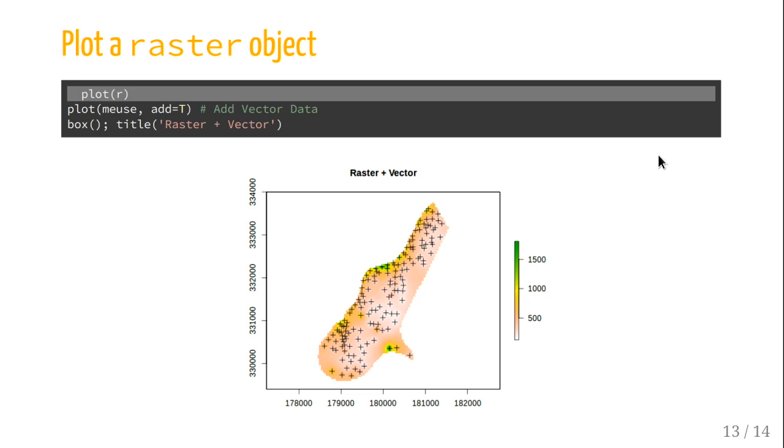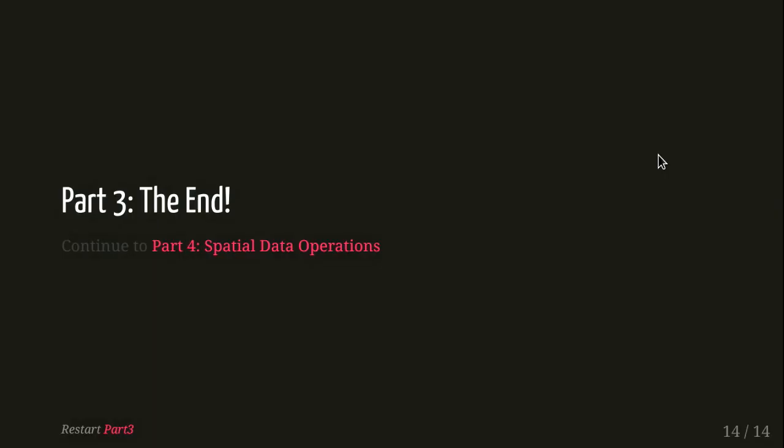So in the next line, what I did was I added the meuse data set, which had the points, on top of the raster data. The argument add equal to TRUE means don't generate a new chart, just add it to the existing chart. And the box and title is just for this thing. So this is basically one of the ways you combine raster and vector data together. So that's part 3. Any questions so far?